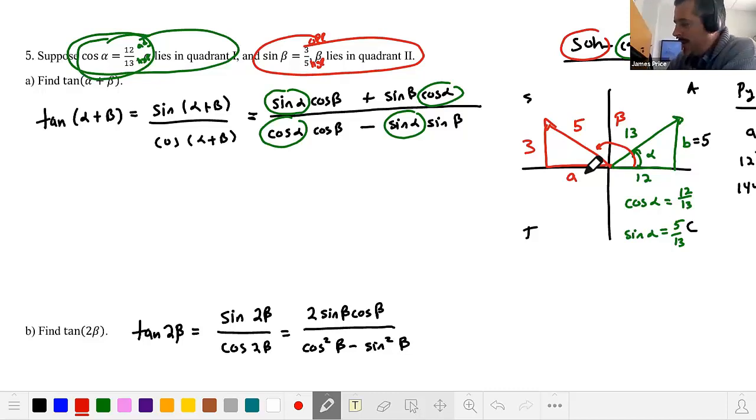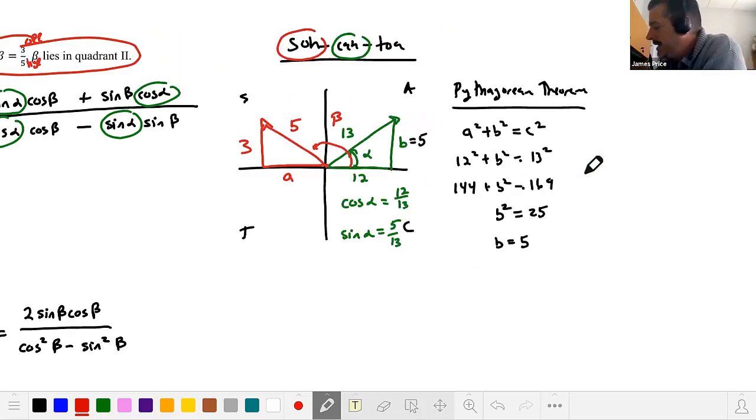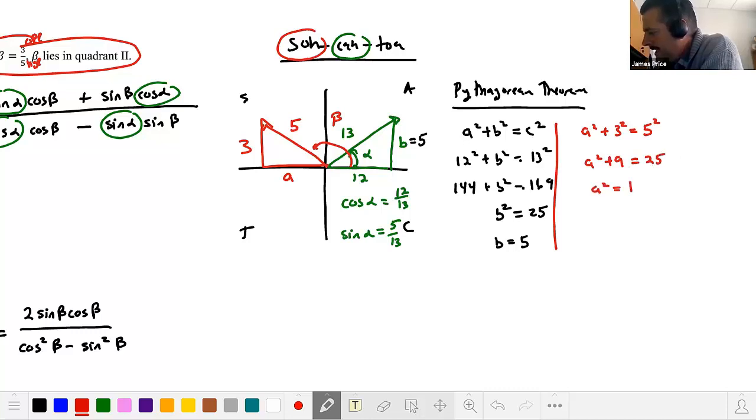And I'll do that with the Pythagorean theorem again. So the Pythagorean theorem says a squared plus b squared equals c squared. But in this case, a squared plus my b is 3, so 3 squared, is equal to my c squared, which is 5 squared. And so a squared plus 9 is equal to 25. Subtract 9 from both sides. A squared is equal to 16.